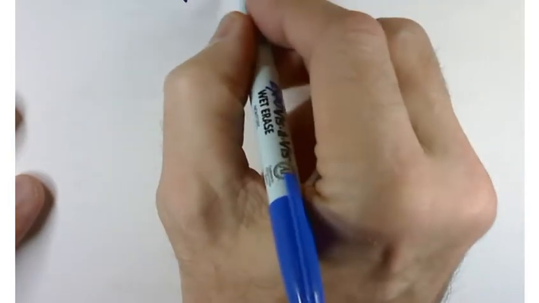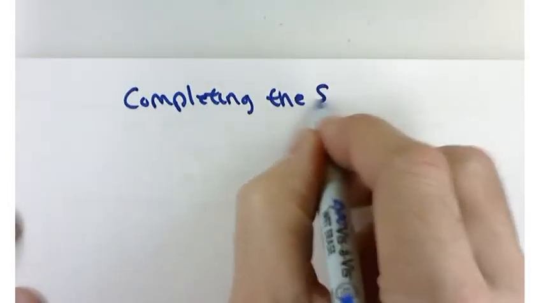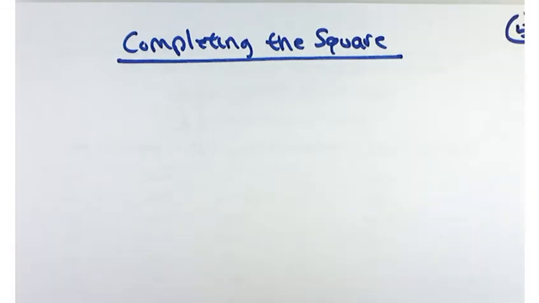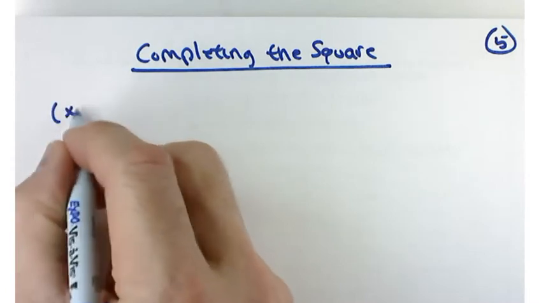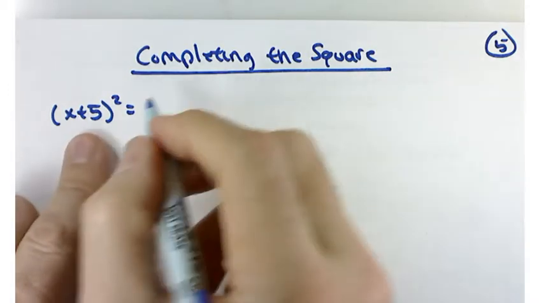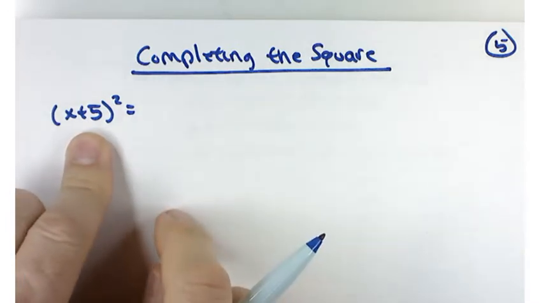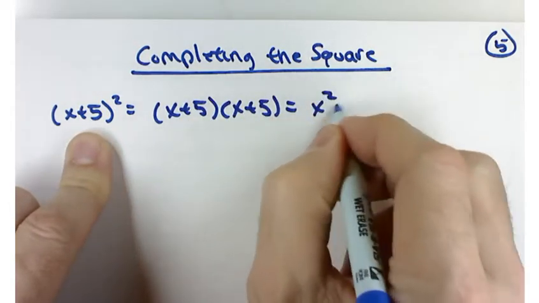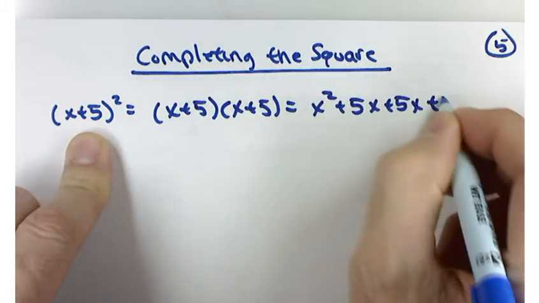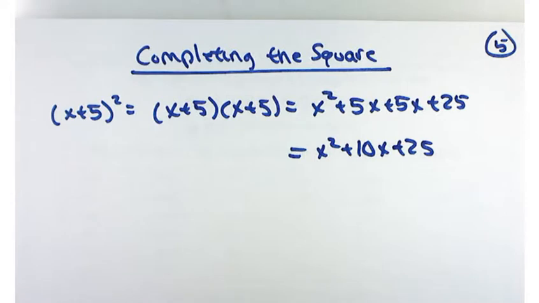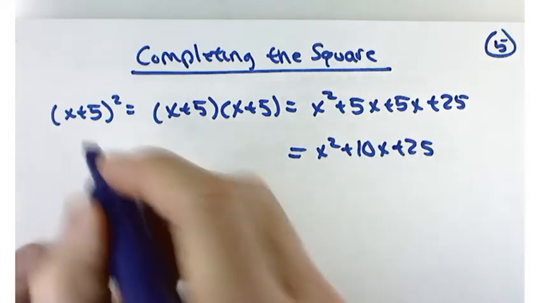Completing the square. Well, what do I mean by that? Let me show you in the reverse direction what we're going to end up doing. Suppose you had x plus 5 squared. Hopefully you realize that that's not x squared plus 25. To figure this out, we'd probably multiply the binomial by itself and get x squared plus 5x plus 5x again plus 25. And that simplifies down to x squared plus 10x plus 25. Nothing terribly exciting there. We know that these two things are the same.